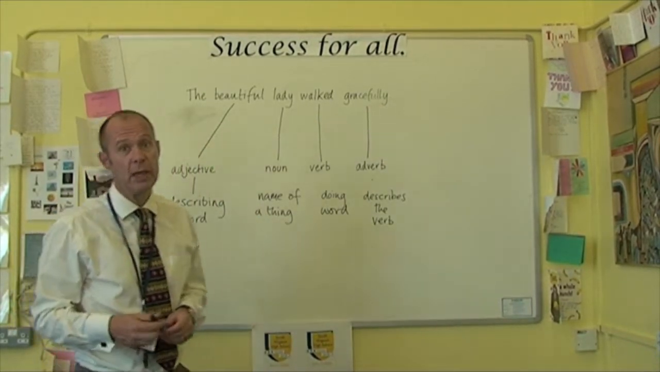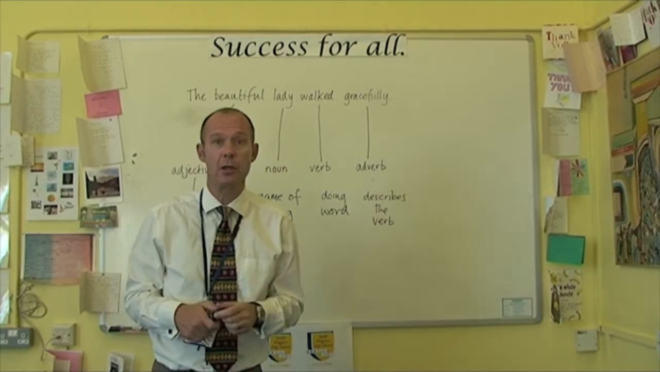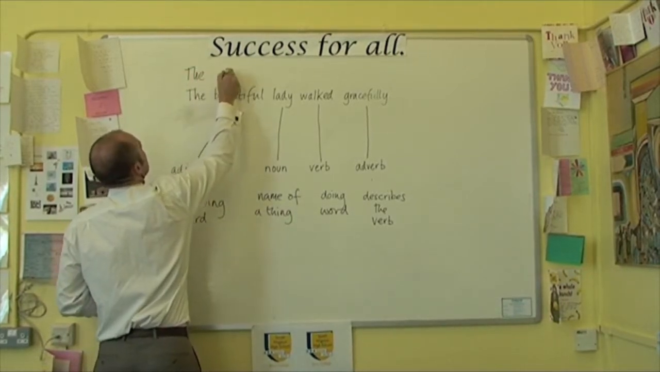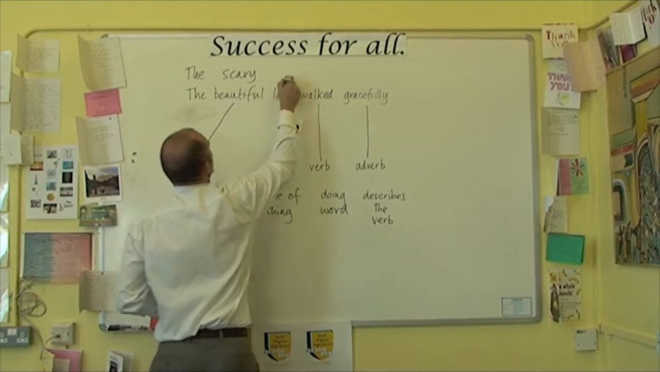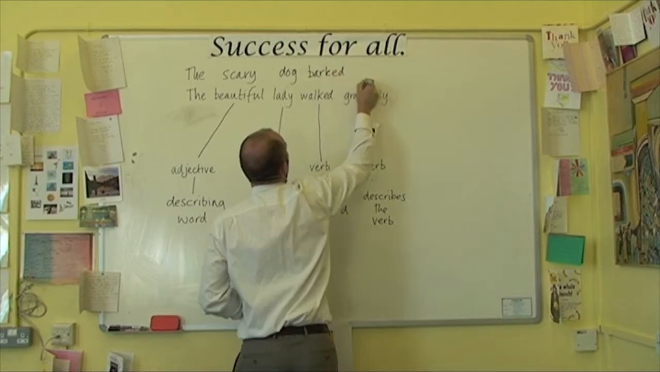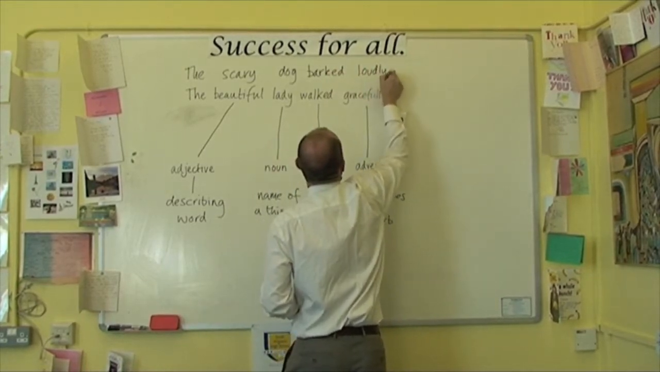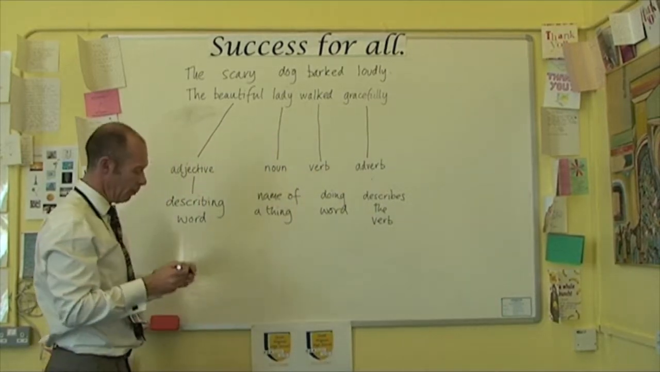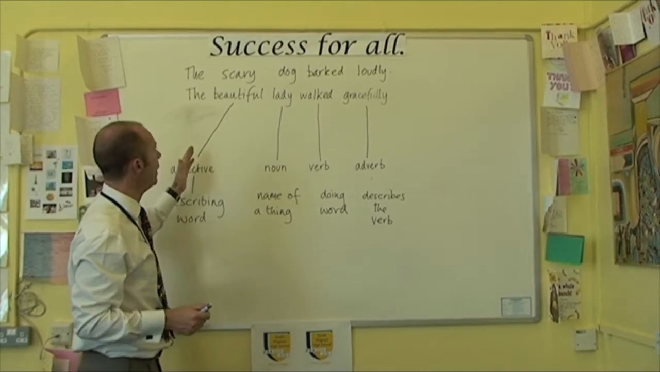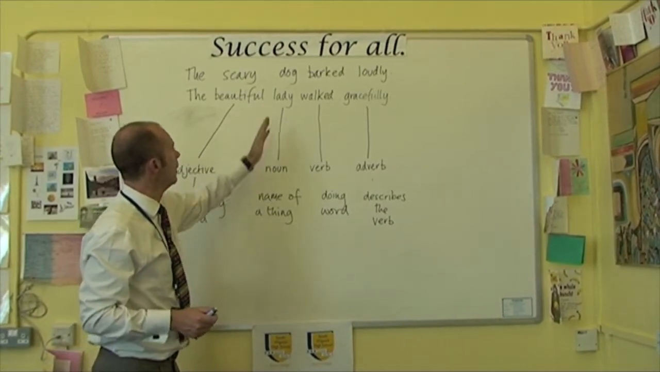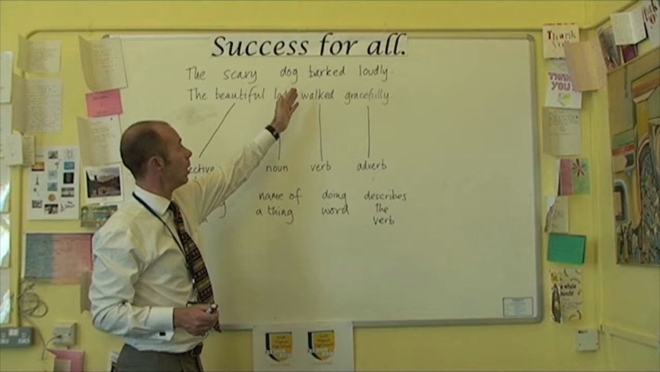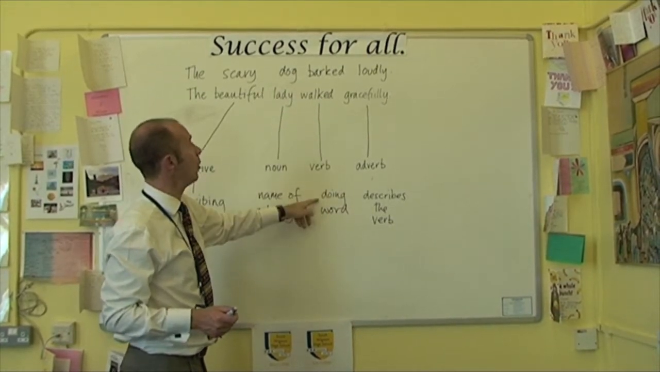It's quite easy to develop sentences like this. Let's just write another one next to it. Scary dog barked loudly. Scary, the adjective, describing the dog. The dog is the name of the thing, the noun. Barked, it's what the dog is actually doing.